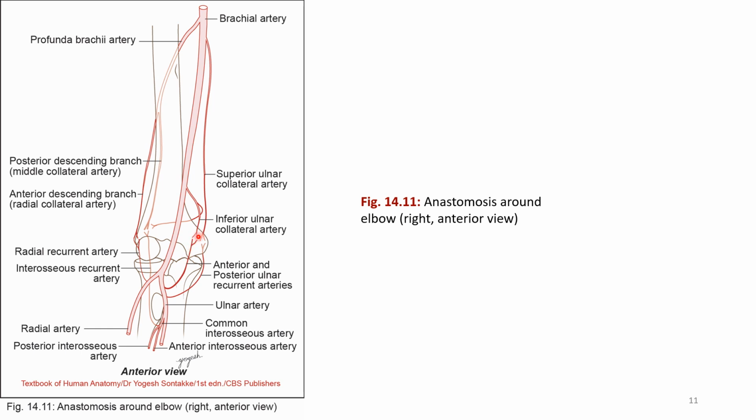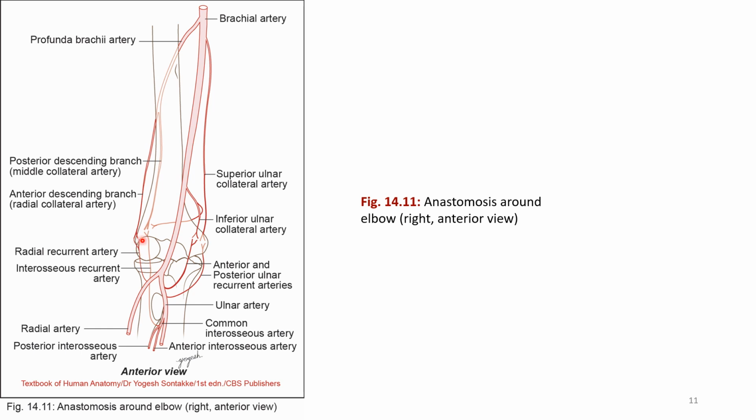Then behind the medial epicondyle, the superior ulnar collateral artery, which is a branch from the brachial artery, anastomoses with the posterior ulnar recurrent branch of the ulnar artery. So this is the anastomosis in front of and behind the medial epicondyle. The next anastomosis is at the lateral epicondyle, in front and behind.